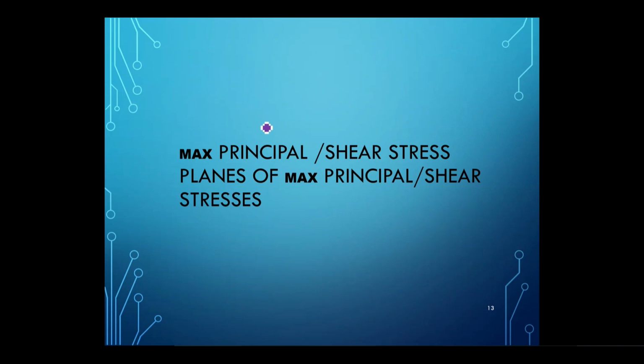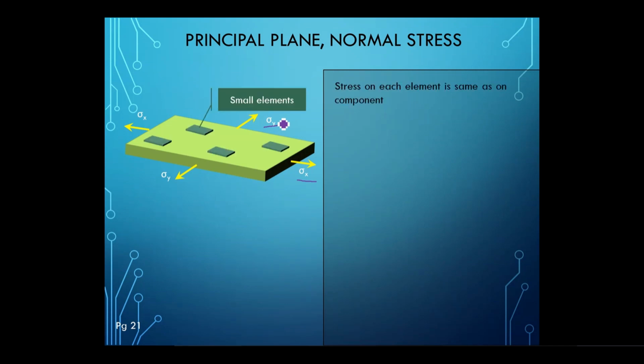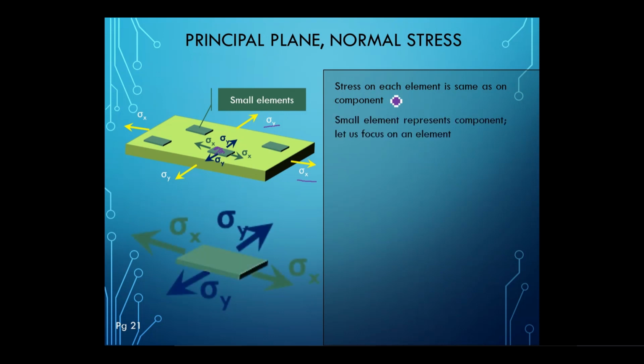Moving on towards the maximum principal and shear stresses and planes of maximum principal and shear stresses. If you have this sample and there is biaxial stress acting on the material, sigma x and sigma y, if you take any small element on this material, the same stress would be acting on this small element, sigma x and sigma y.